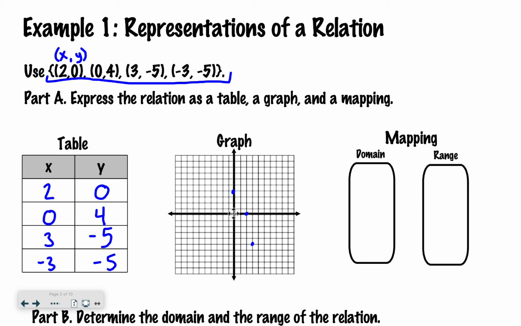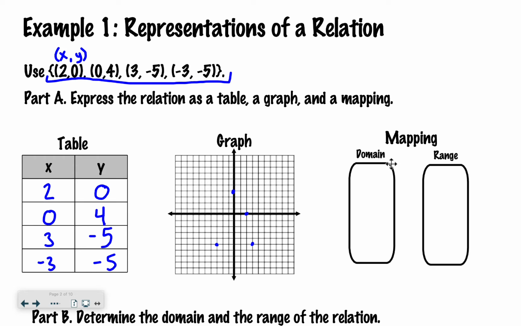And then for the last point, (-3, -5), I'm going to go to the left 3 and then down 1, 2, 3, 4, 5. So that would be right there. And that's how I would represent this relation as a graph. So a relation is just talking about how an x and a y value are related to each other. Okay, so we can represent it in a table, a graph.